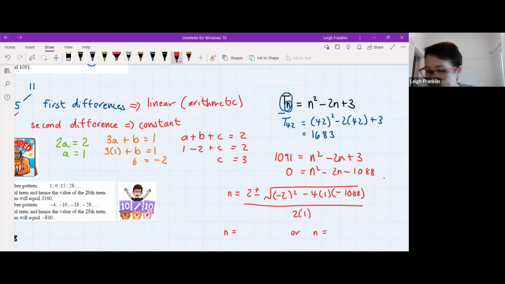Yes, Luyanda. n is equal to 32 or n is equal to negative 34. Okay, I didn't get that. Maybe I made a mistake. I got n is equal to positive 34 or negative 32. Is that what you said, or the other way around? n is equal to 32 or n is equal to negative 34. Okay, I'm getting positive 34. Don't stress, don't worry. Anybody else?